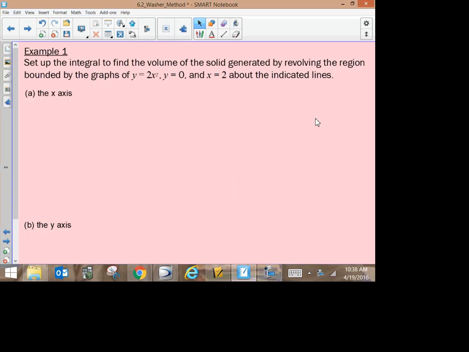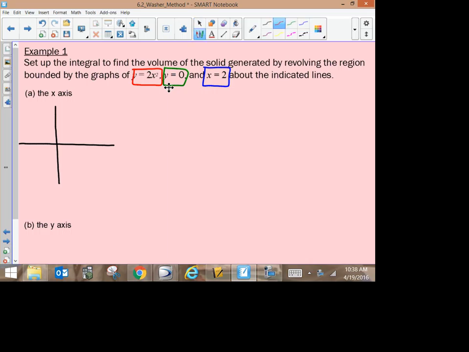All right, so we're going to find the volume of the solid generated by revolving the region bounded by the graphs y equals 2x squared, y equals 0, and x equals 2. Let's start with the figure here. y equals 2x squared, what does that look like? A parabola. It's skinnier than normal, but okay.